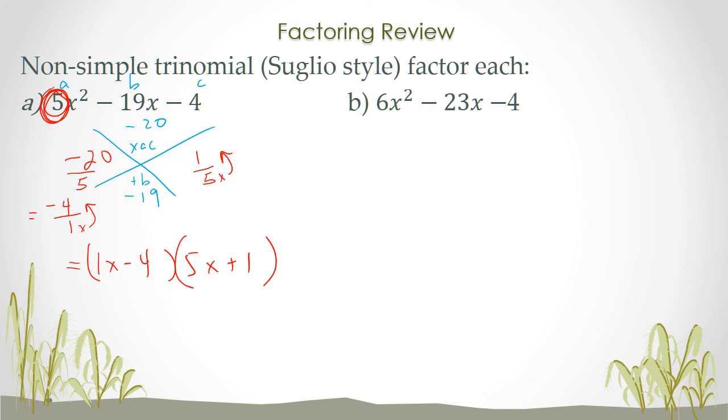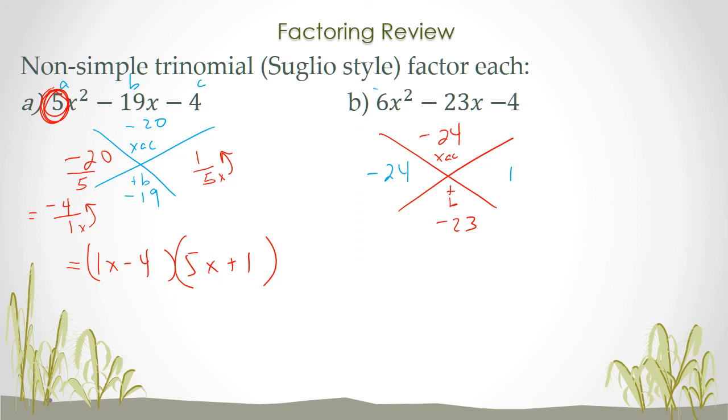Let's try it again. Multiplies to AC, adds to B. 6 times -4 is -24. My B value is -23. Like I said, I kept these ones easy just to show you and make it so it's not reliant on your ability to multiply in your head, which unfortunately a lot of factoring is. -24 and 1. Those definitely multiply to -24, add to -23.